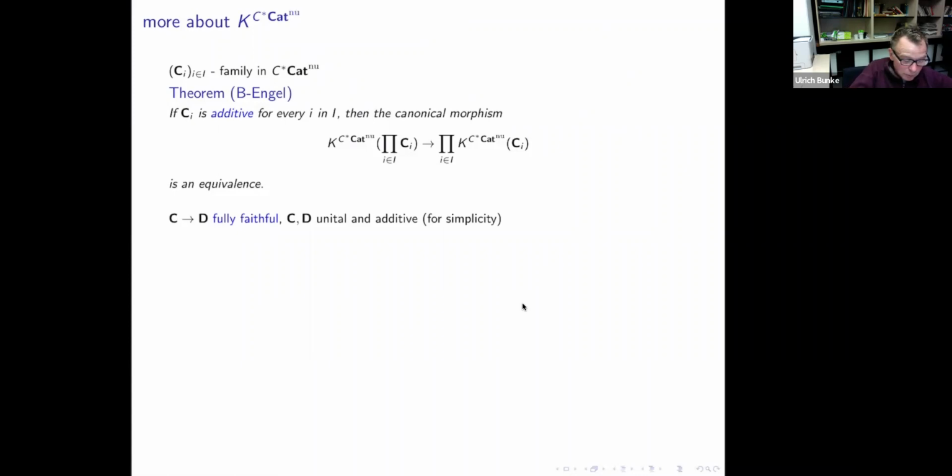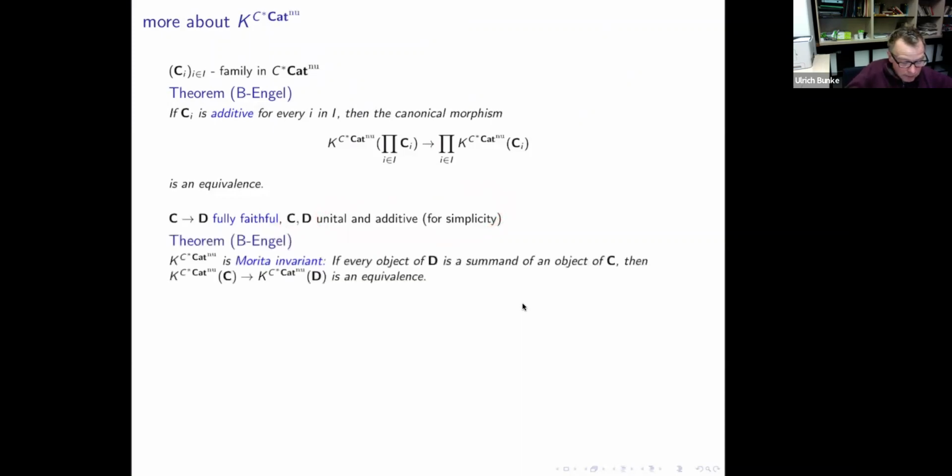But let me assume that I have a fully faithful functor. This means it's a functor which is a bijection on morphism sets. And assume that both C star categories are unital and both admit finite sums. These assumptions here are only for simplicity. Otherwise, the statement would be a little bit more complicated.